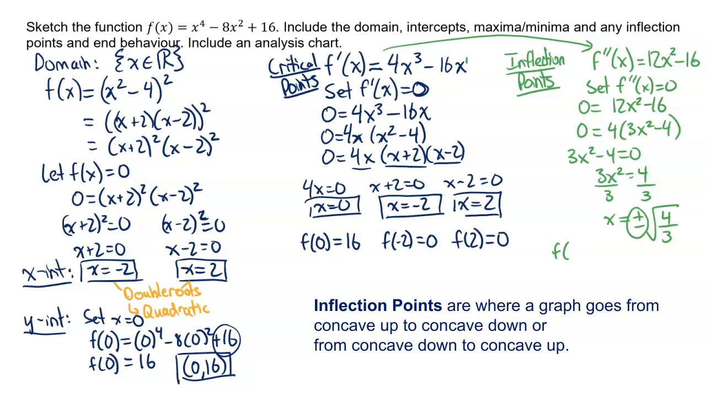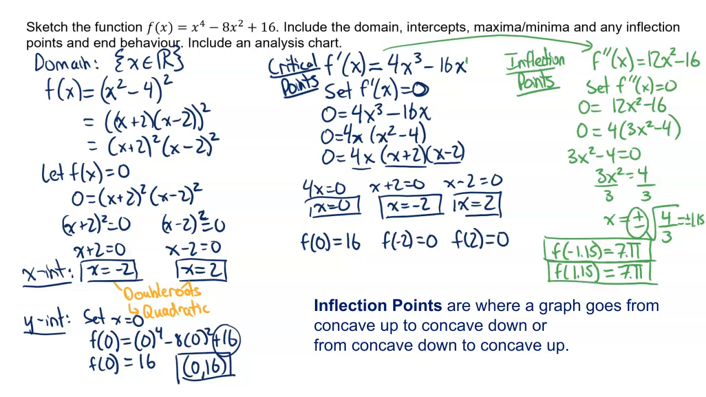So f of, this ends up being, by the way, plus or minus 1.15. I'm going to substitute negative 1.15 into the original equation. That's going to give me my points, and that's going to get me 7.1 repeated. Then I'm going to substitute 1.15 in, and lo and behold, I get the same answer, 7.11 repeated. And so these are going to be my inflection points.